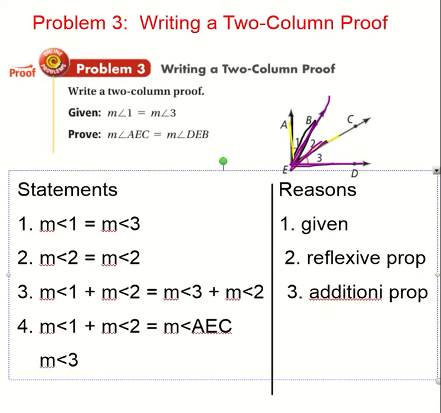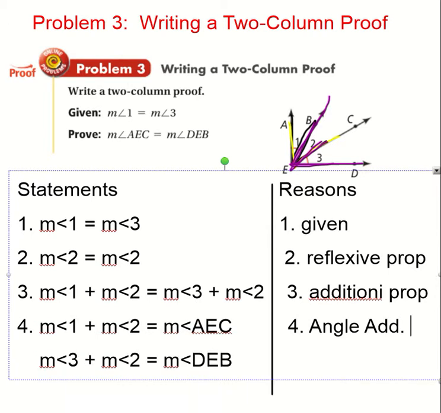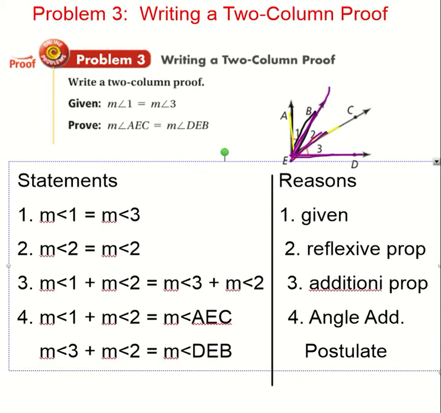The measure of angle 3 plus the measure of angle 2 equals the measure of angle, and they call it DEB in the problem, so that's what I'm going to call it down here. Measure of angle DEB. And the reason we can say this, that's going to be our step 4 over here, is because of the angle addition postulate that we talked about earlier. And let me just copy paste this, move it. There we go. So we're almost there now.